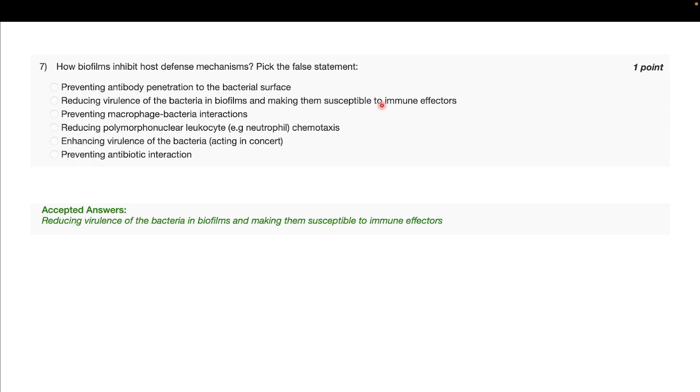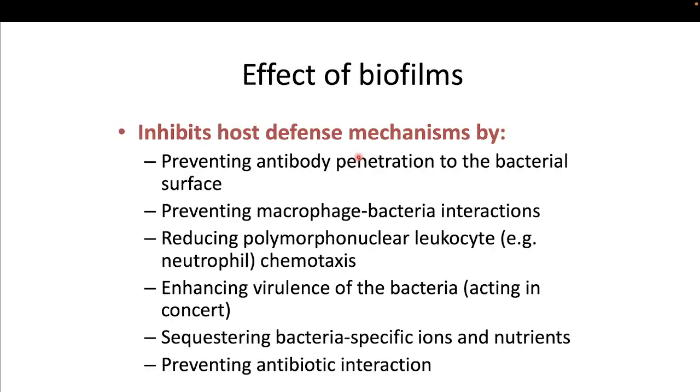It does not reduce the virulence. If anything, it just increases the virulence of the bacteria. So yeah, that's about this question. Any doubts? Okay, I'll take up the next question then.